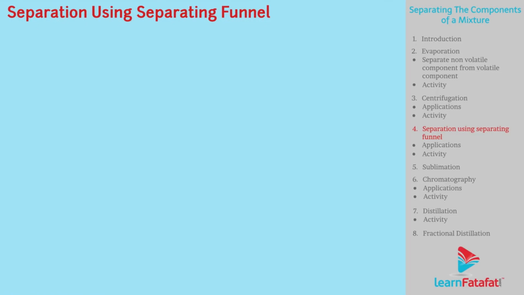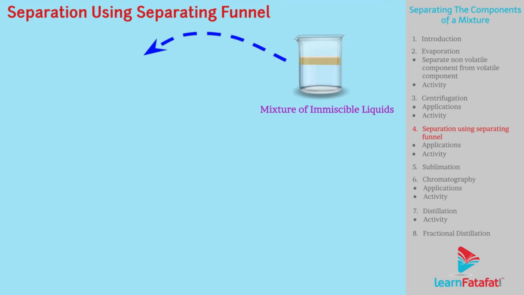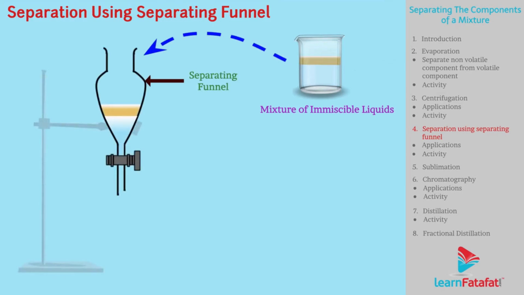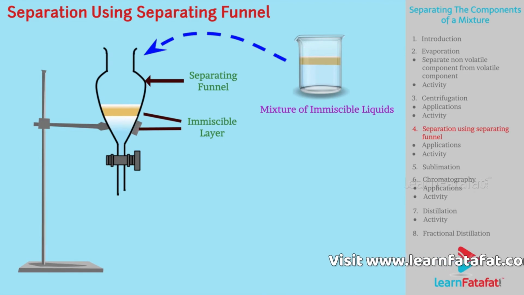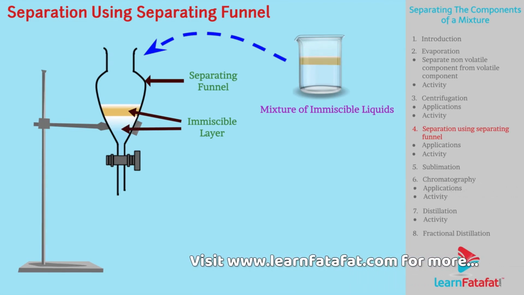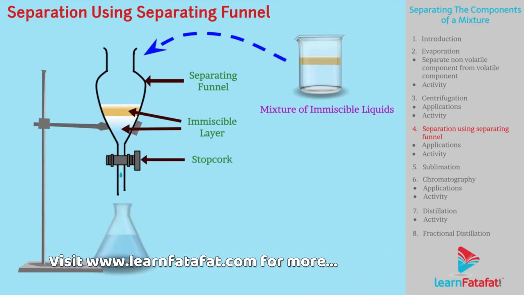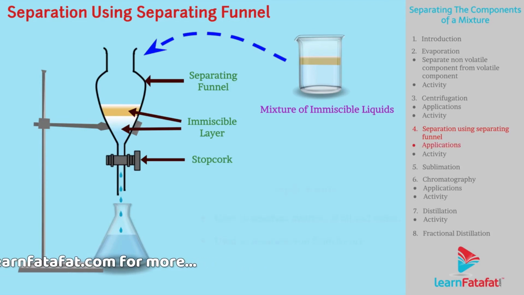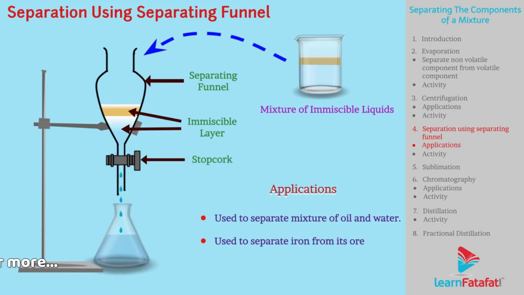Separation using a separating funnel. This technique is mainly used in case of a mixture of immiscible liquids. This mixture is poured into a separating funnel and is allowed to stand still. Immiscible layers of liquids are visible, which can be easily separated by opening the stop cork. Applications. Let us now have a look at the activity.